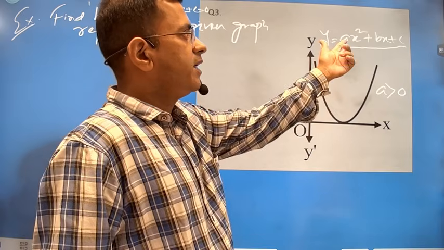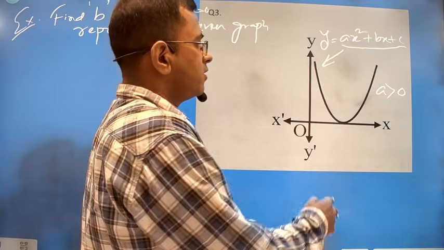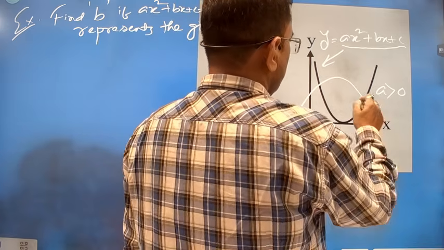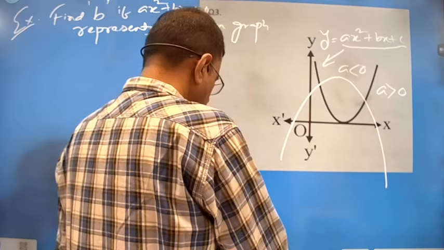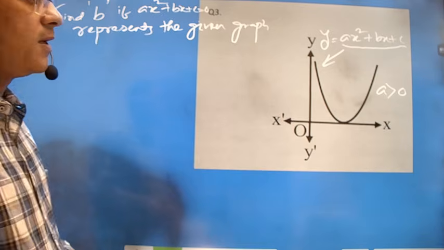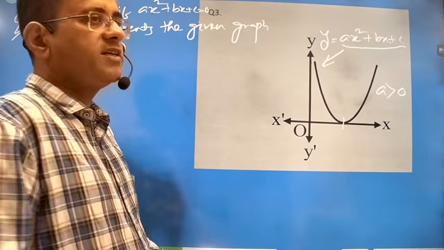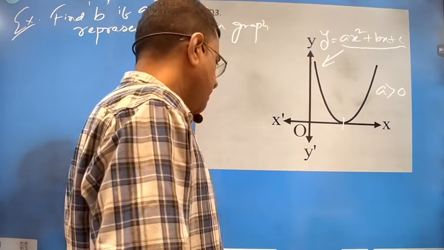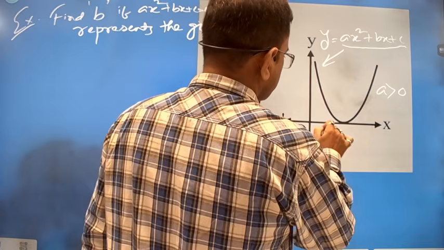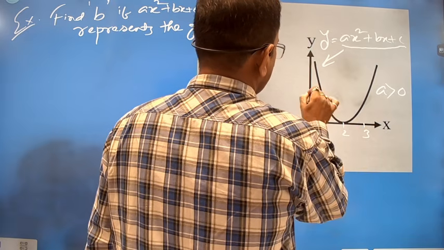Here a must be greater than 0, because this parabola is going upward. If it is going downward, then a will be less than 0. You know this. Here you need to find out the value of b. Can you say what will be the value of the discriminant? Since this parabola touches the x-axis at one point, the x-axis is a tangent. So this is 1, this is 2, this is 3, like this.